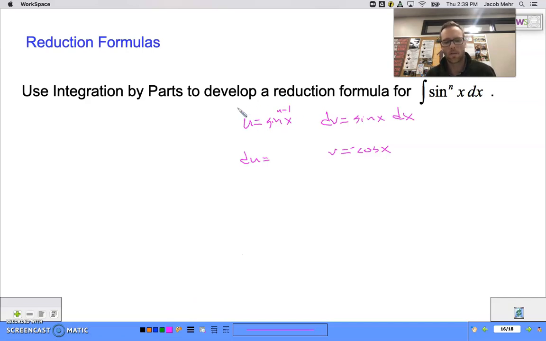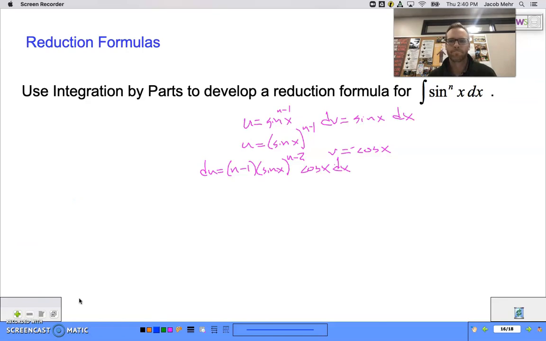So now I need to take the derivative of this, and actually I need a little bit more room because I realize that this is the sine of x to the n minus 1, which is going to require the chain rule. So I'm going to do the derivative of the outside at the inside. n minus 1 sine of x to the n minus 2 times the derivative of the inside, which is cosine. So, don't forget my dx. There we go. Now, that's kind of messy, but let's see what happens.